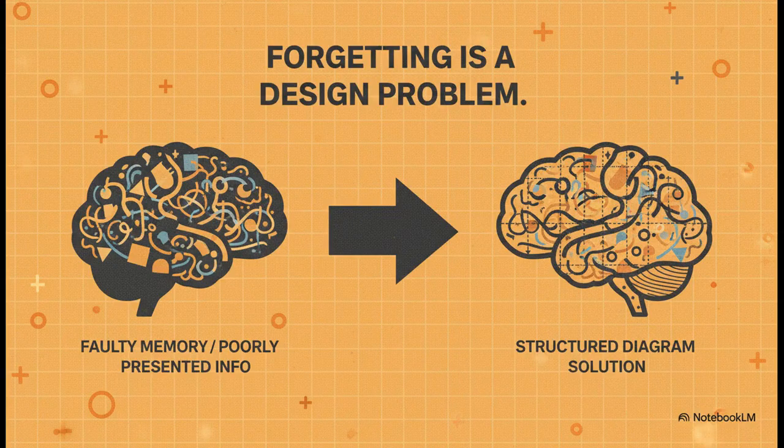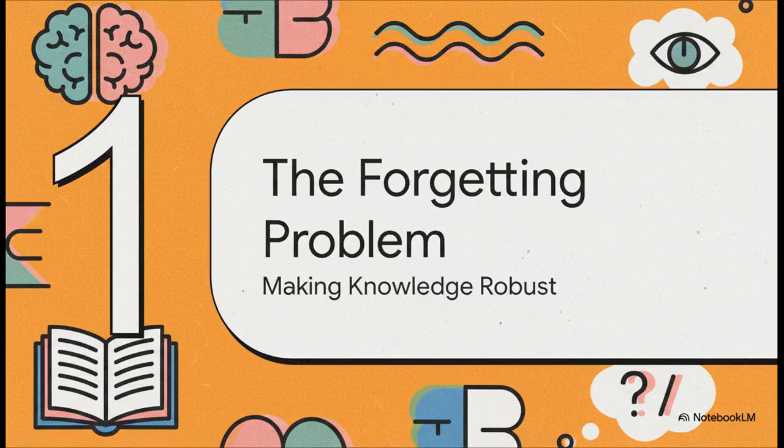But what if I told you that the problem isn't you? It's not your memory failing. The real culprit is how the information was designed and presented in the first place. And if it's a design problem, that means we can fix it. So let's start there. If forgetting is a design problem, what does bad design actually look like? Why is it so hard to make knowledge stick around?